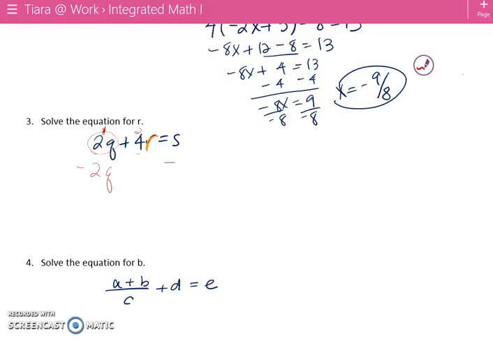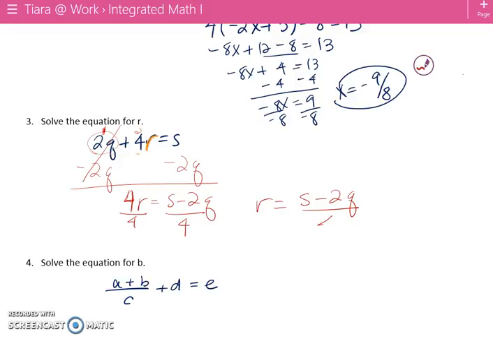So how do I get rid of 2q? By subtracting it. Since it's a positive, I'm going to subtract the whole term, leaving me with 4r equals s minus 2q. Now I need to get rid of 4, so I will divide by 4 on both sides. So r equals s minus 2q, all over 4.